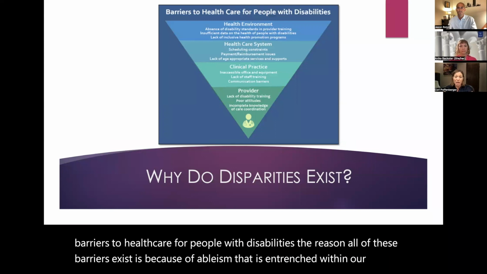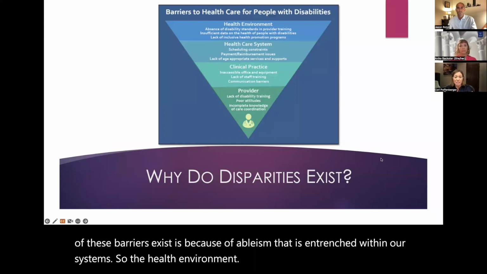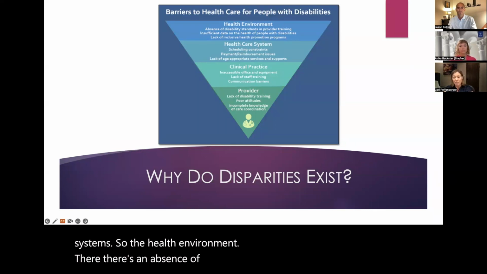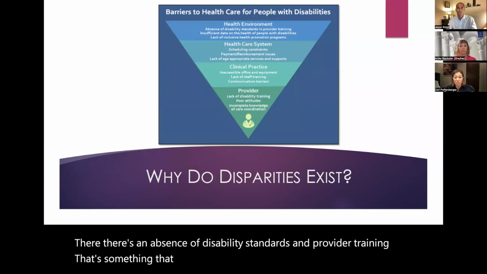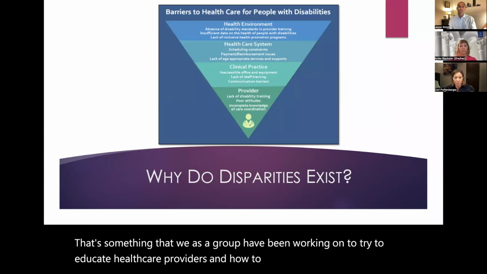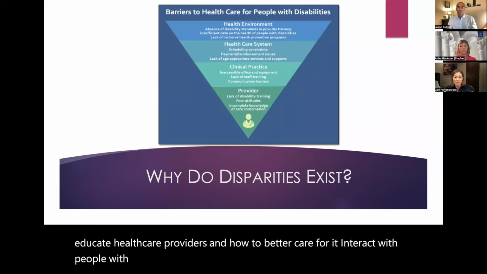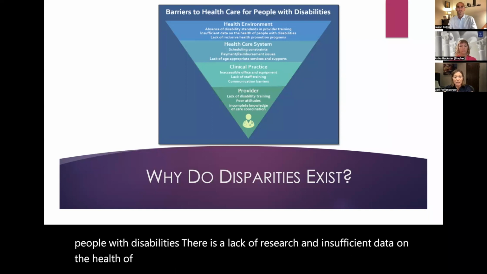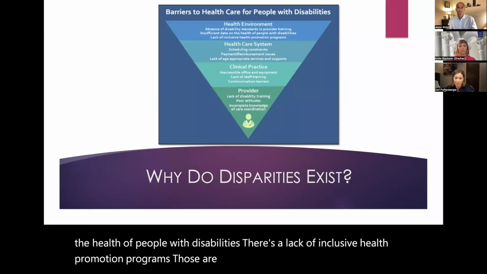So the health environment, there's an absence of disability standards and provider training. That's something that we as a group have been working on to try to educate healthcare providers on how to better care for and interact with people with disabilities. There's a lack of research and insufficient data on the health of people with disabilities. There's a lack of inclusive health promotion programs. Those are all pieces of the healthcare environment.